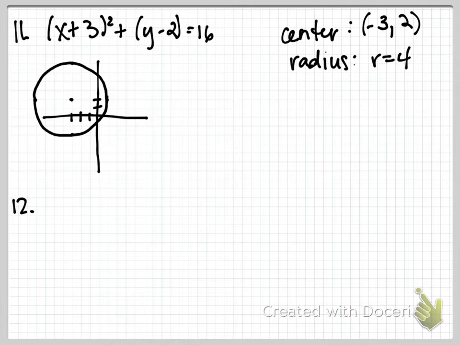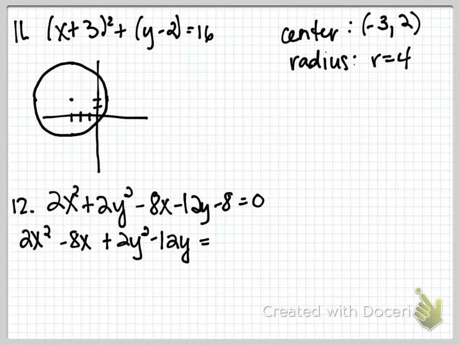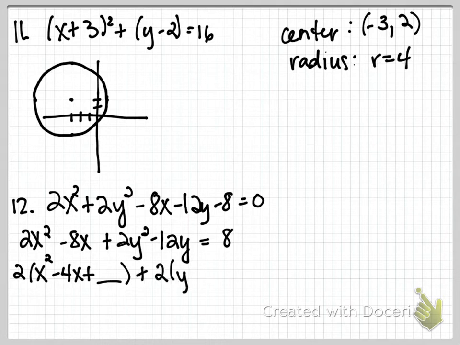On number 12, we are asked to write the equation in standard form, so we're going to be doing completing the square. Now remember, for completing the square, we have to have our x's grouped together and our y's grouped together, first of all. And then we also have to go ahead and move any numbers over on the other side. In addition, we have to factor out the numbers in front of x squared and y squared in order to do completing the square. So I'm going to factor the 2 out of my x's, and I'm going to factor a 2 out of my y's.